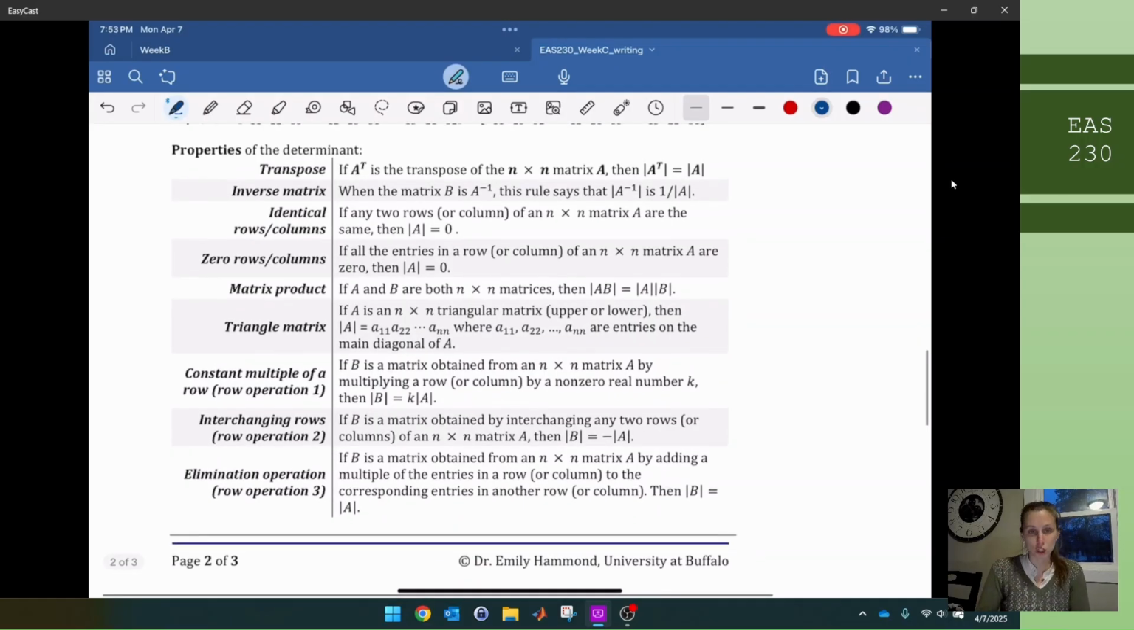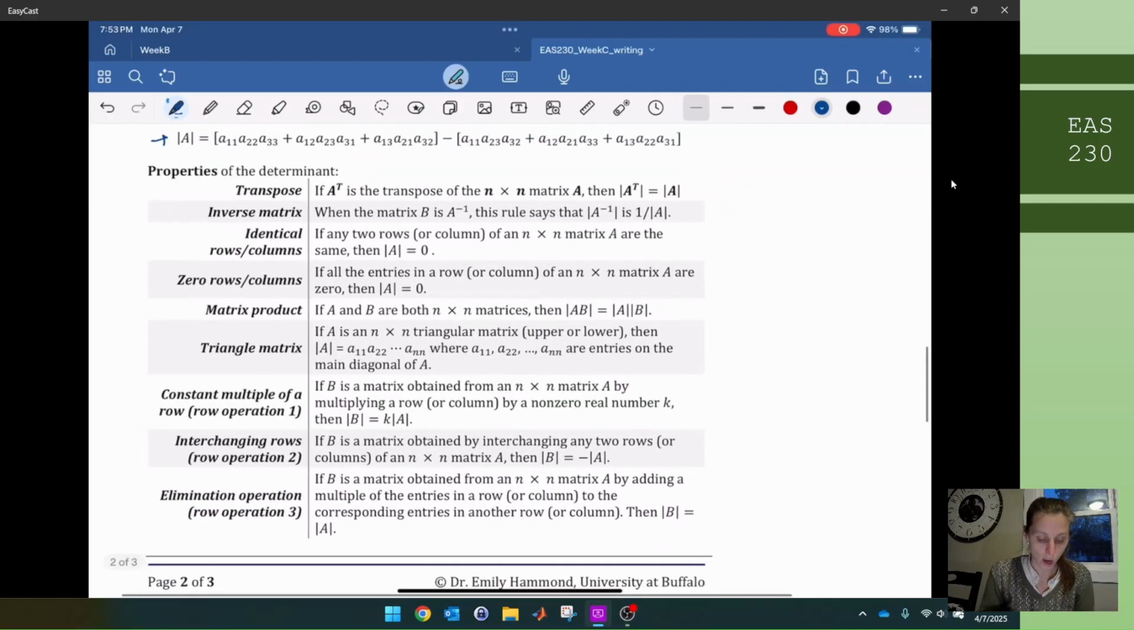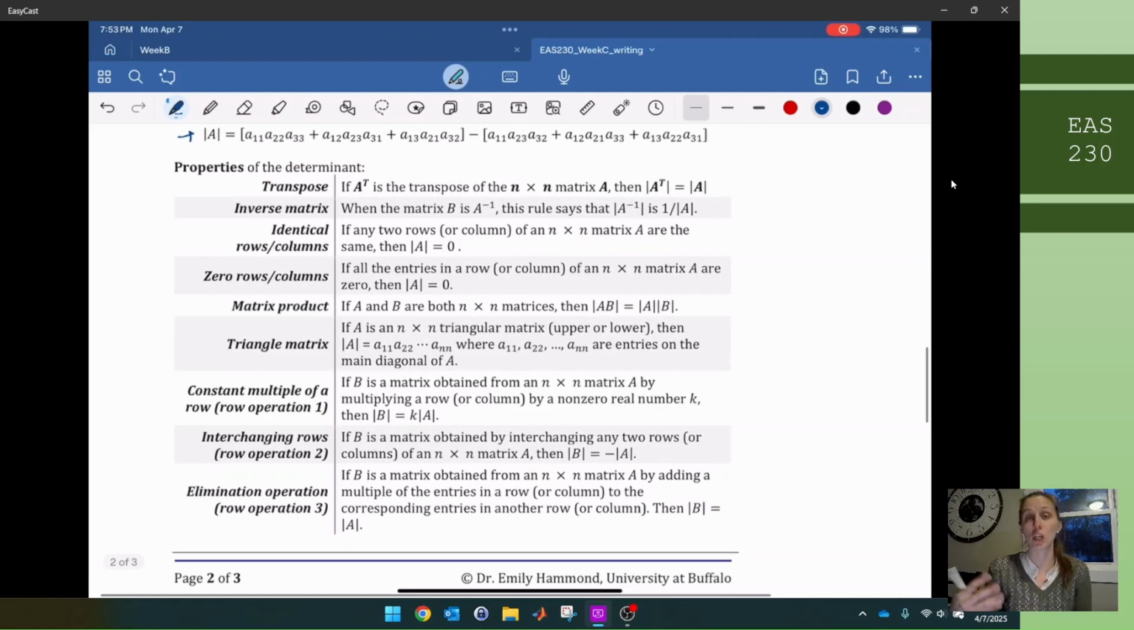Then we have properties of determinants. We're going to do an activity on these in class, so I'm not going to spend too much time on these in the video. But as we change a matrix, the determinant will change with it. So for example, if we transpose a matrix, then the determinant doesn't change. If we take the inverse of a matrix, then the determinant is also inverted.